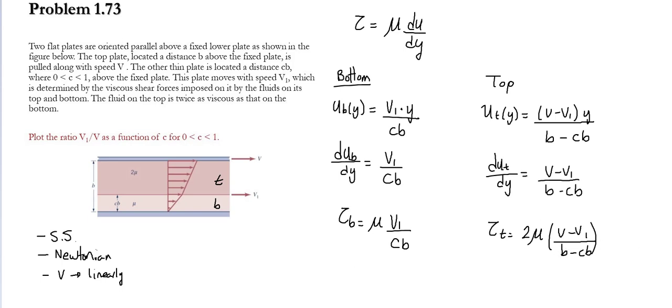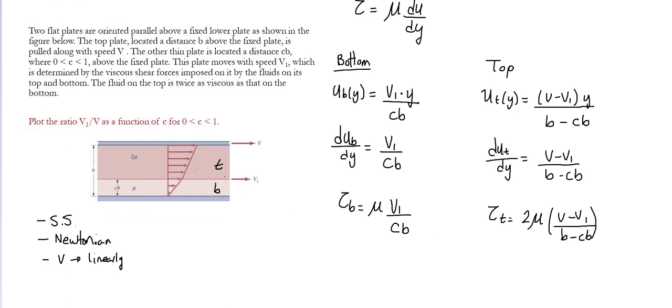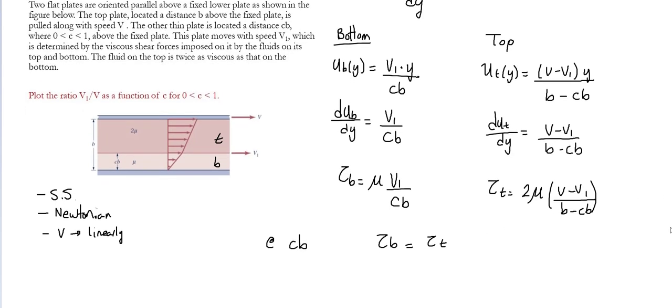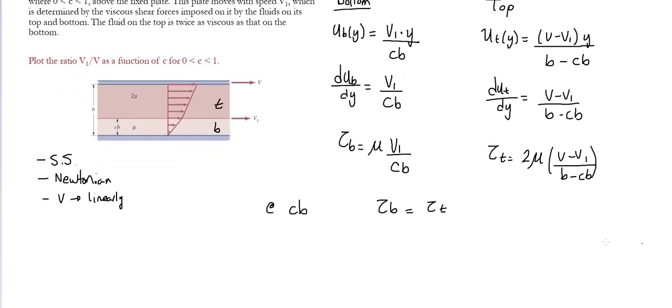So the only thing that we know is that at the position cv, the value of tau at the bottom and tau at the top are going to be the same. That's the only thing that we know. And once again, it's so that you have continuity. You cannot have a jump between the values of the stresses between one point and the other. So at this position, we set that mu v1 over cv is equal to this value.